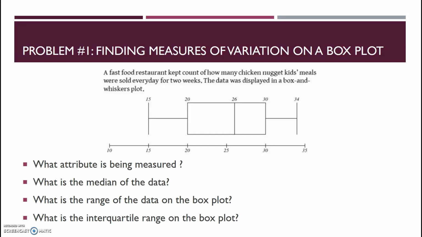All right, let's check your work. What attribute is being measured? What do these numbers represent? The number of chicken nugget meals sold each day. What is the median? So we know from a box and whisker plot, the median is displayed by this line down the center of the box. So the median is 26.